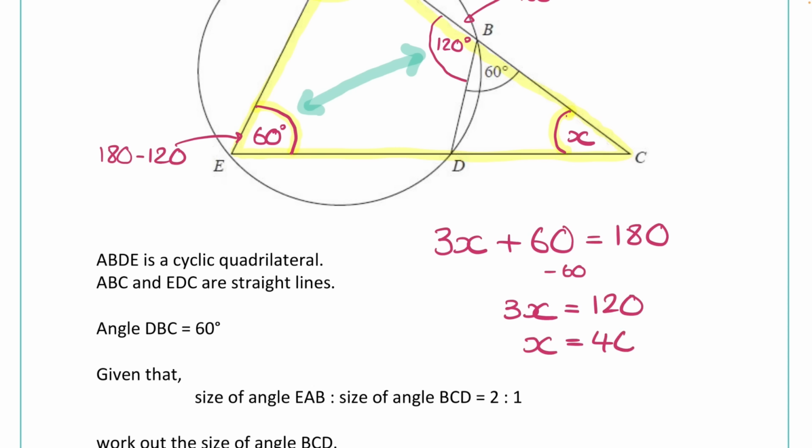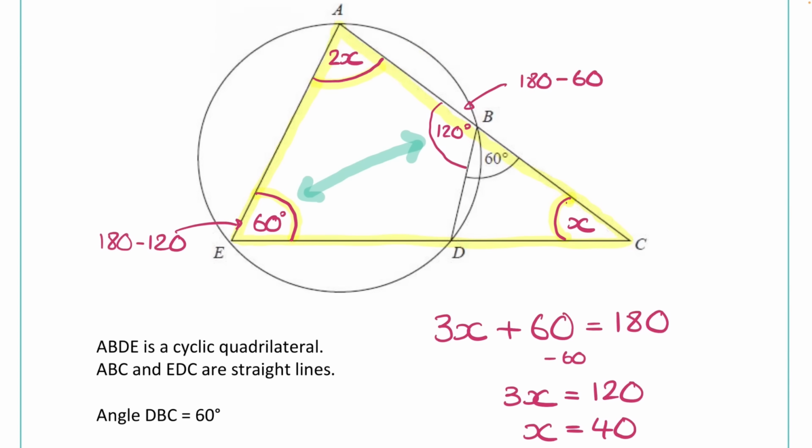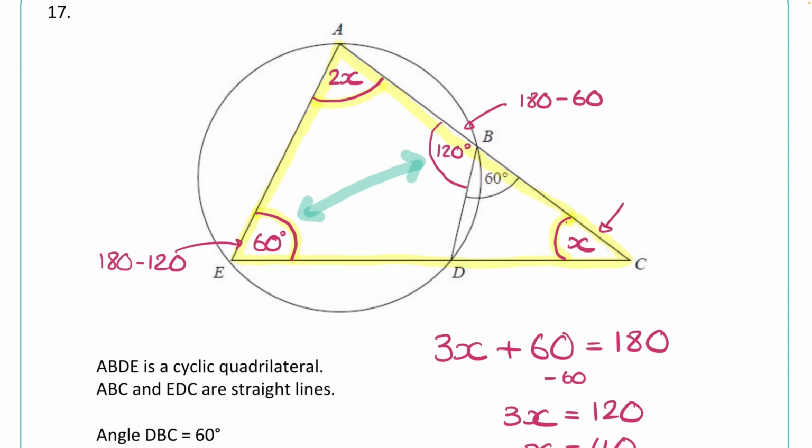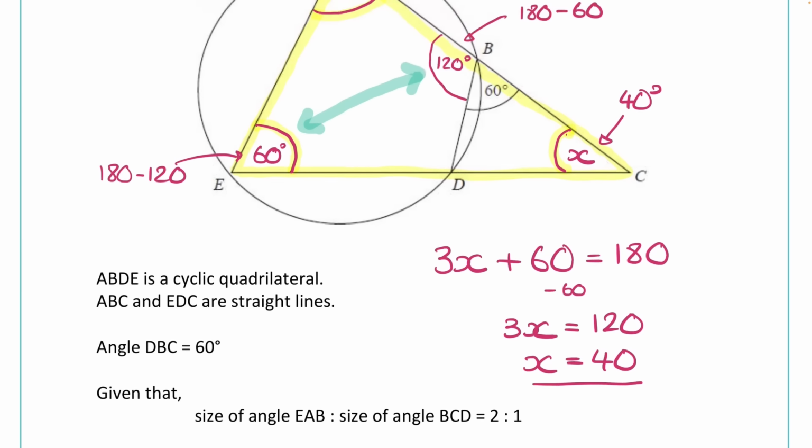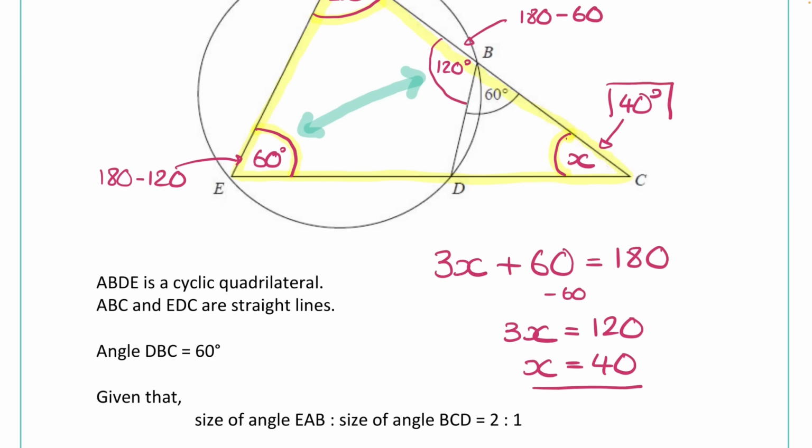is equal to 40. I want to make sure these go into the right place, so this angle here is 40 degrees, and this angle here is 80 degrees. So the question wanted me to find the size of angle BCD. BCD, we've got, it's right there, 40 degrees, and there is our final answer for this question. So 40 degrees as our final answer.